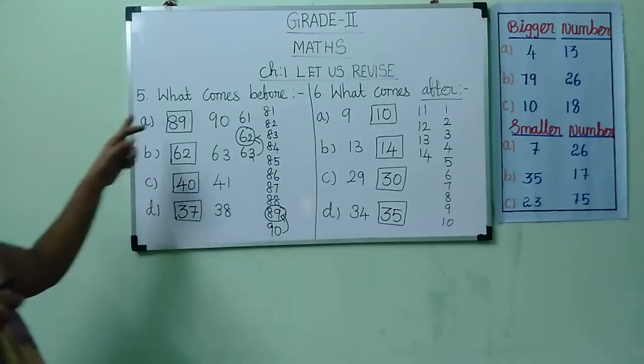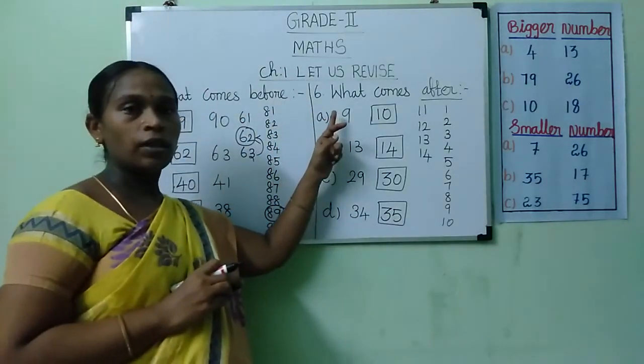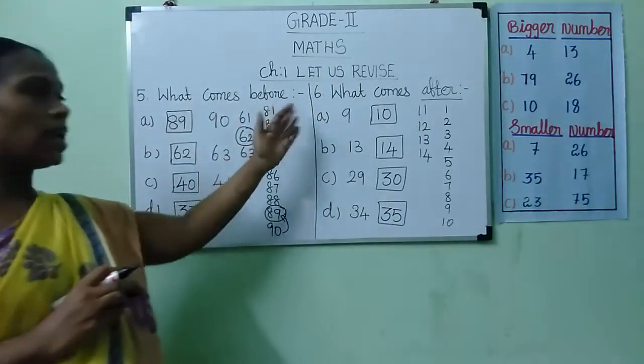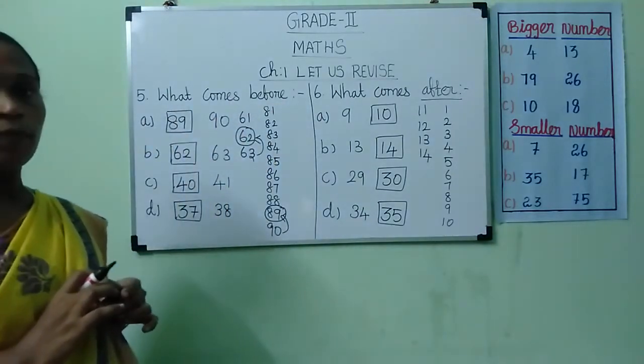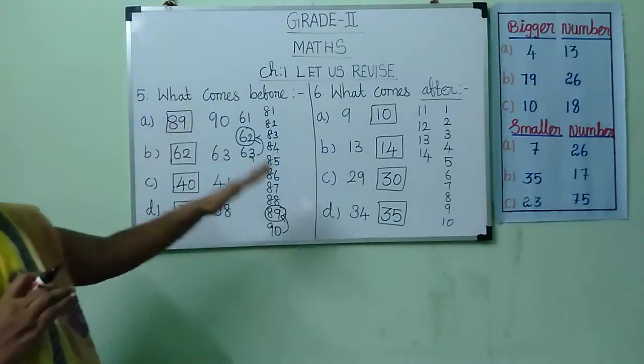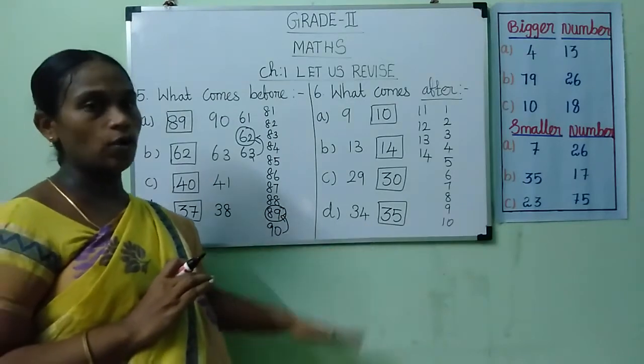How to write this 5th one and 6th one? Okay. 5th one and 6th one, are you clear? Okay, children. So the remaining sums, do yourself. Okay.